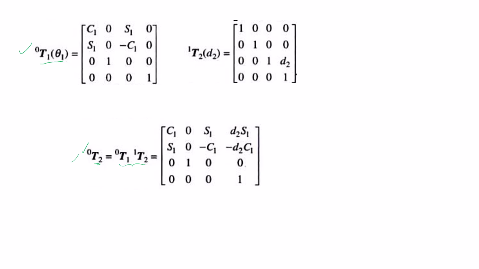From the first transformation matrix, T1 to 0, this is our O1, and this is our Z1, right? Likewise, from the transformation matrix T2 to 0, this is O2 and this is Z2. Right, so directly you can use this and substitute in the formula for the Jacobian.